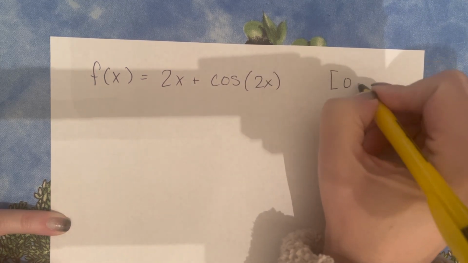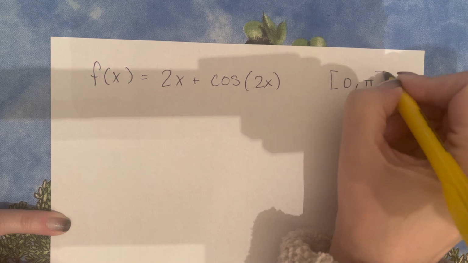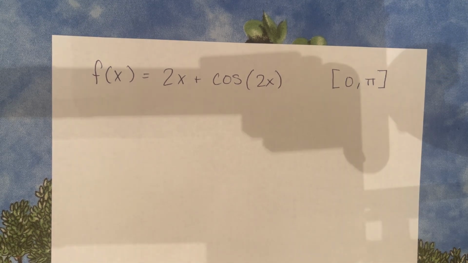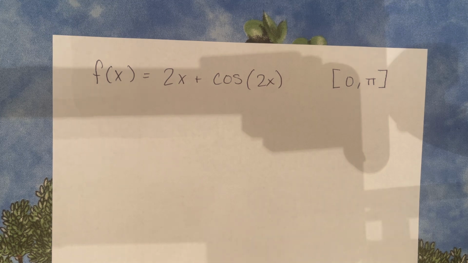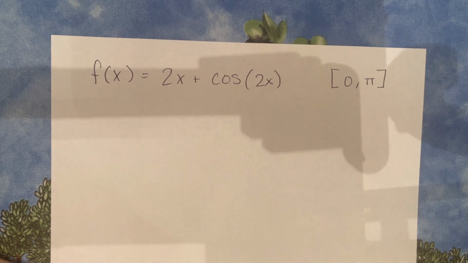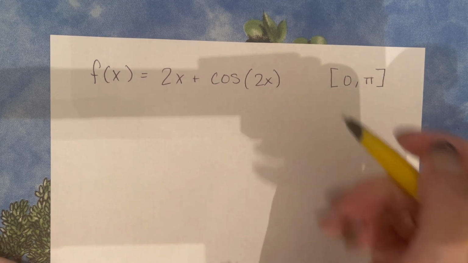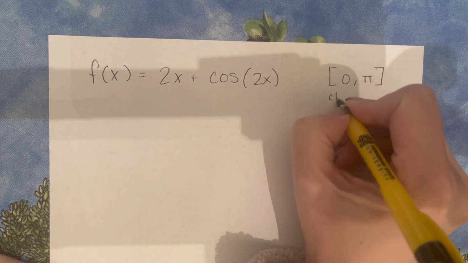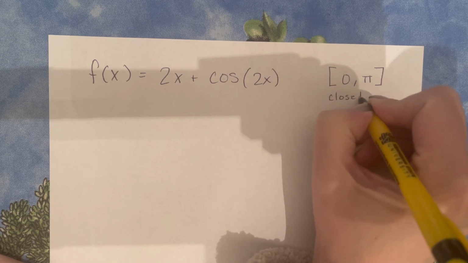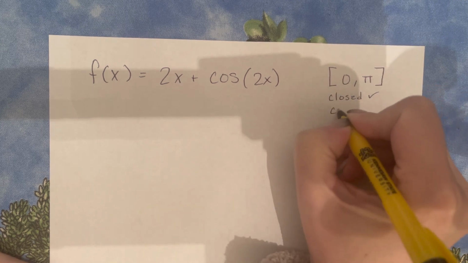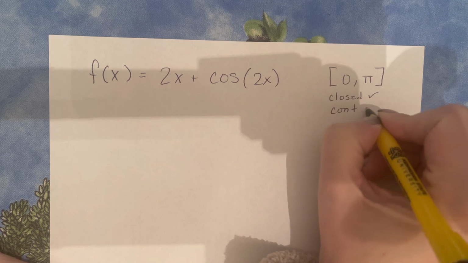Okay. So first thing is I have already graphed that on my graphing calculator. So I already know that it is a continuous graph. Remember, all you gotta do is just graph it. If you don't know how to do that, go back and watch yesterday's video. And I also know that my interval is closed. So I know that this is closed. So that's a little check there. And I know it's continuous because I checked it.